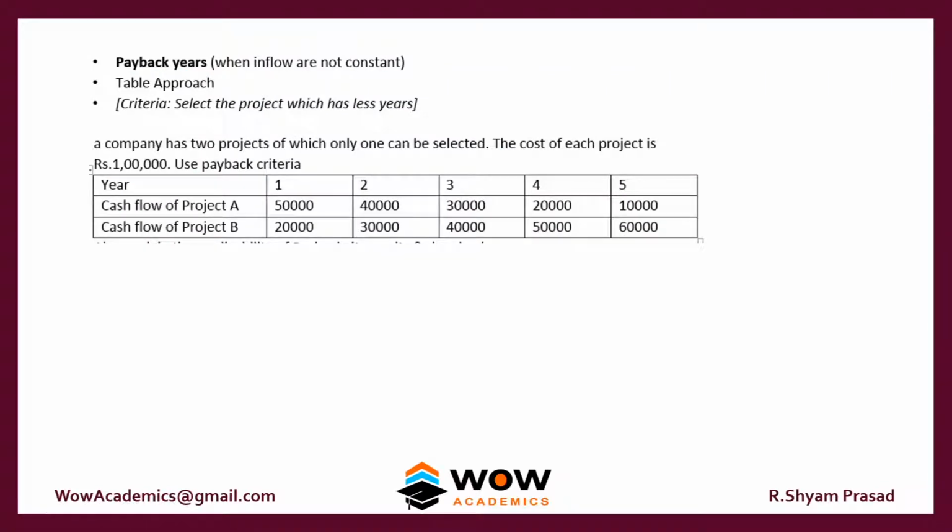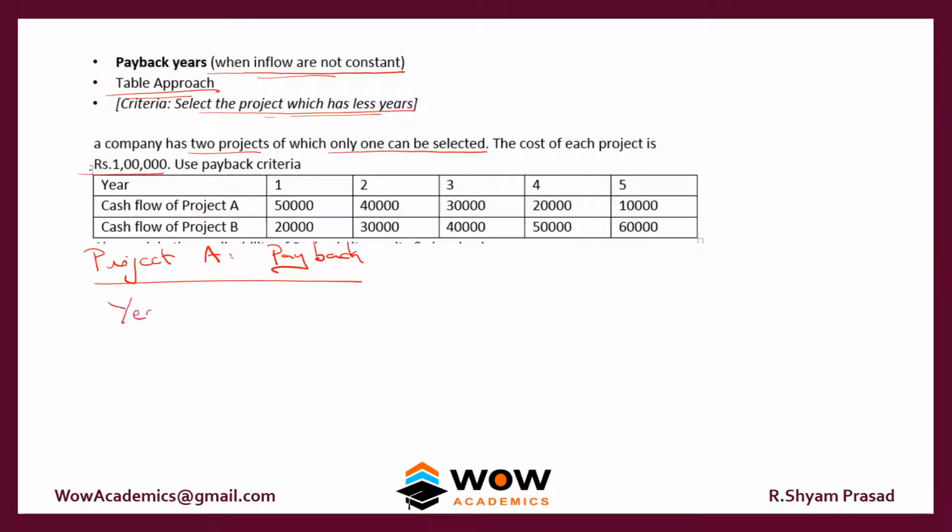Here we take payback in years when cash inflows are not constant. For this we don't have any formula. We have a table, and we use that table to get an answer. The selection criteria is the same: select the project which has fewer years. A company has two projects of which only one can be selected. The cost of each project is 1 lakh. Use payback criteria. We have to tell which project is better. So we'll start with project A and do the payback.